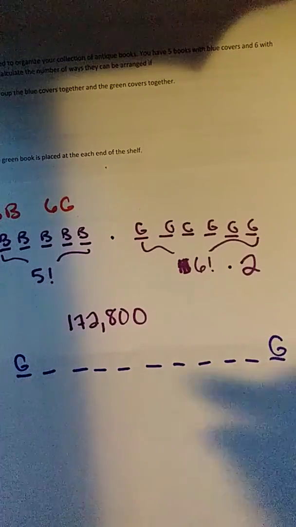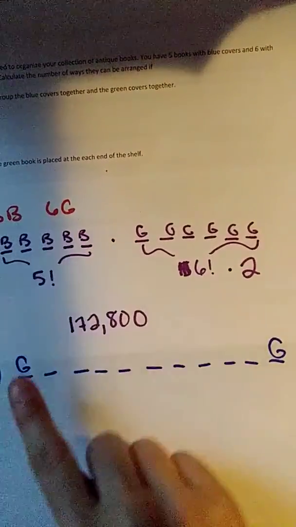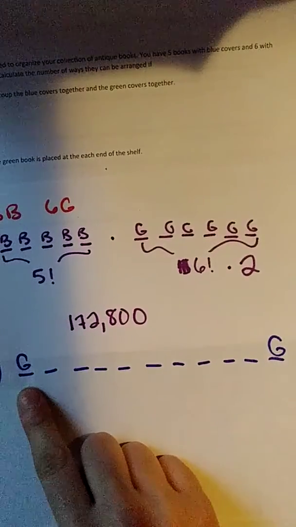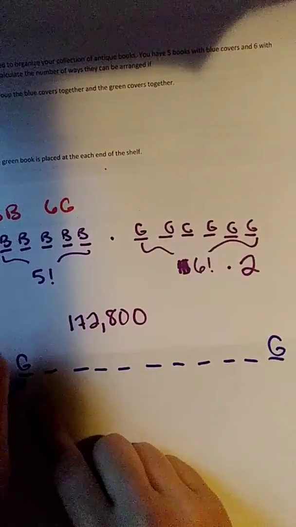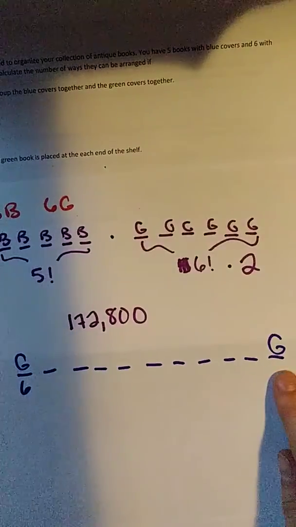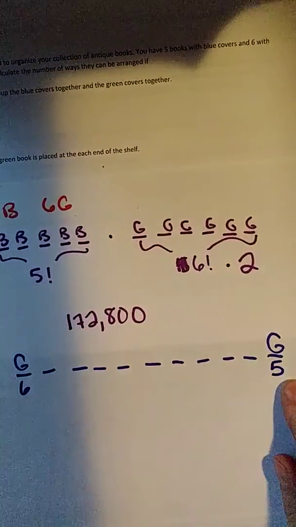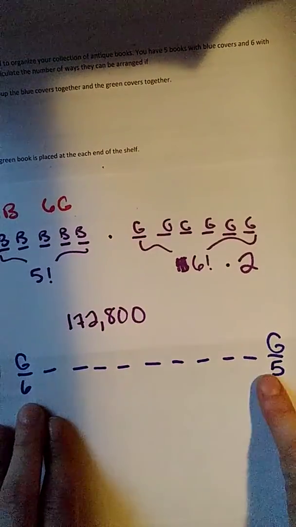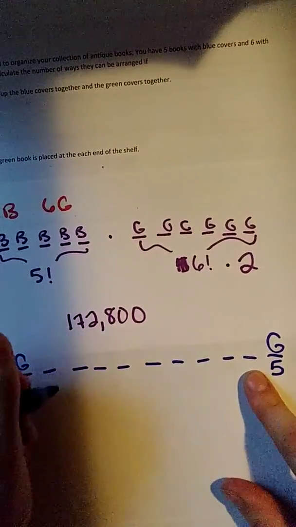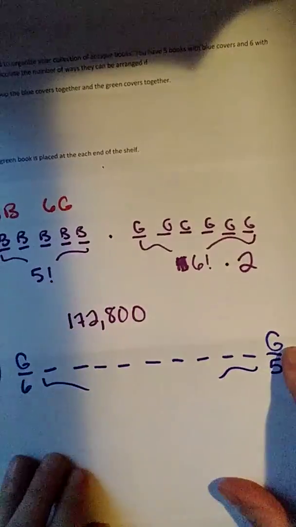I know I have 6 green books altogether. So for this choice to put a green book at this end, I do have 6 options. For this one, I've already chosen one of my green books, so I actually only have 5 options at this point. So in the middle here, I have 9 more books that I have to arrange to fill up this space.